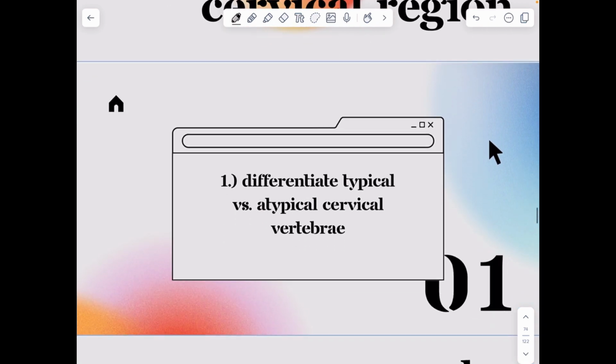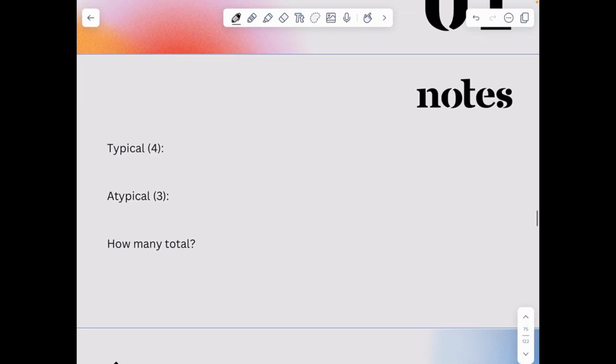Okay, we'll go ahead and go into the cervical region. So differentiate typical versus atypical cervical vertebrae. Easy questions. Don't get these wrong. For typical, there's 4. It's going to be our C3 through C6. And then for atypical, it's going to be our C1, C2, and C7. How many total? 7.